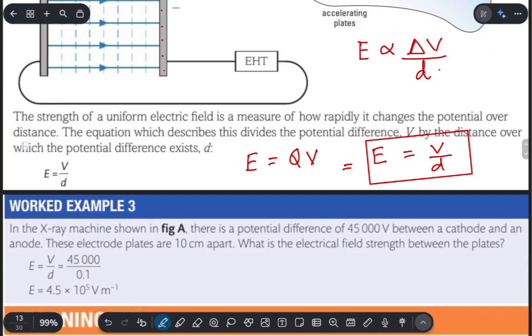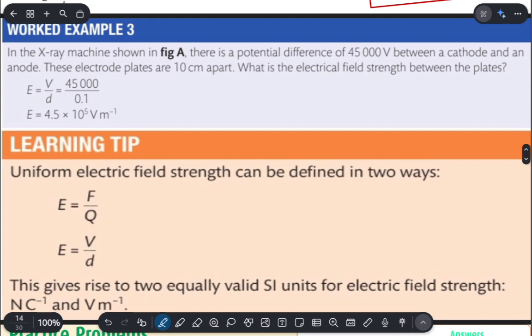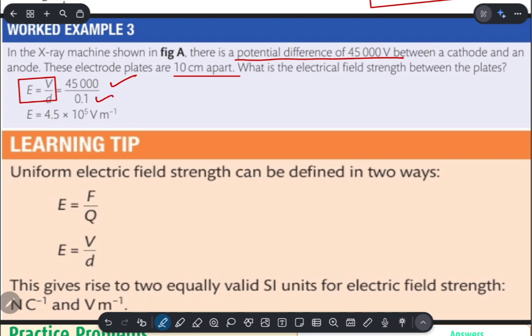For example, here is another example: an X-ray machine, which I showed at the start of my lecture, has a potential difference of 45,000 volts between the cathode and anode. The electrode plates are 10 centimeters apart. The electric field strength between the plates is to be calculated. So E equals delta V by D, or V by D, and the potential difference is applied. The value of D is in meters. So you will say that the electric field strength is 4.5 times 10 to the power 5 volts per meter.